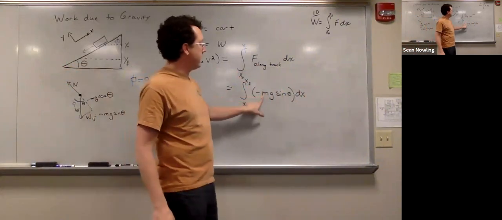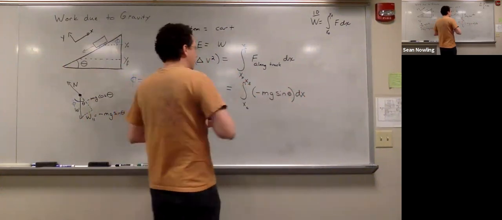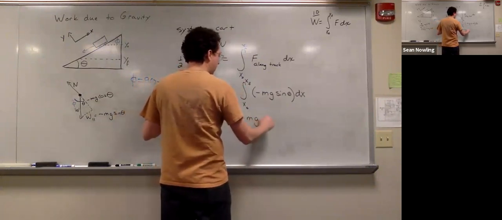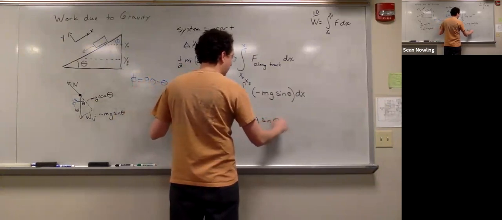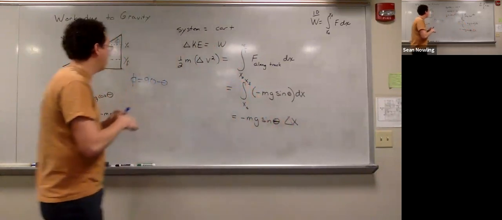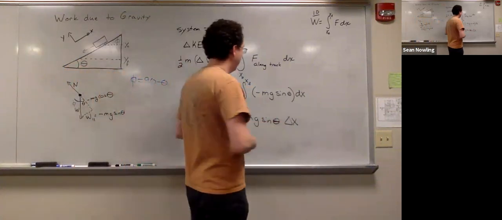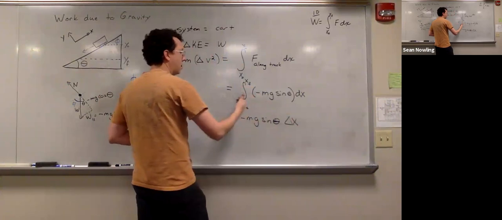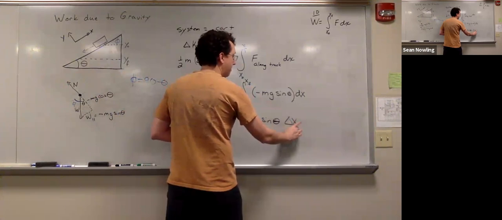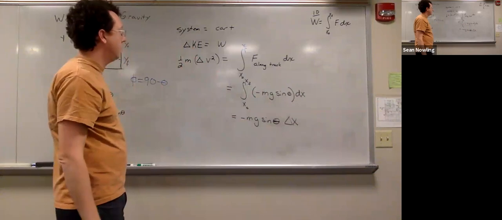Now, this is a constant, this is a constant, this is a constant. These constants pull out, and this integral simplifies, and it becomes minus mg sine theta times delta x, the change in displacement. So if you go downhill, delta x is negative. If you go uphill, delta x is positive. So if delta x is negative, the overall work is positive, whereas if you go uphill, the overall work is negative because you're slowing down.